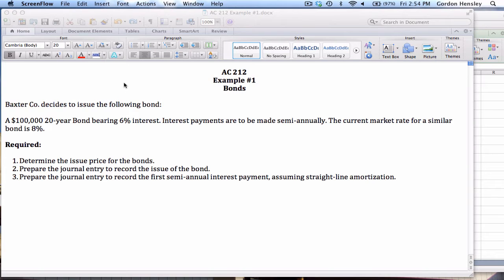This is a video demonstration on bonds. In this video, I'm going to work the example solution to example number 1. This example involves the Baxter Company, and they have issued the following bond.